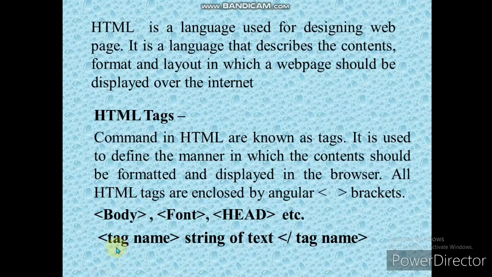This is the structure of an HTML tag. How do you use a tag in an HTML document? First, the tag name in the angular bracket, then the string of text, and then the closing of the tag. This is the structure of HTML tags, right?